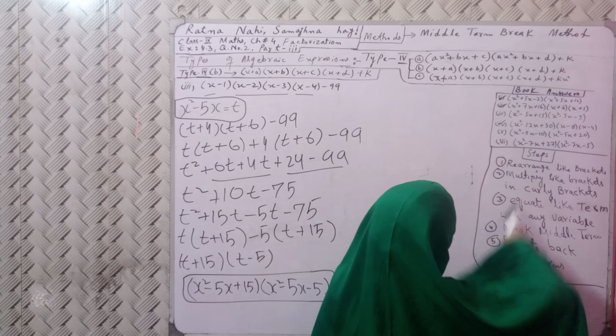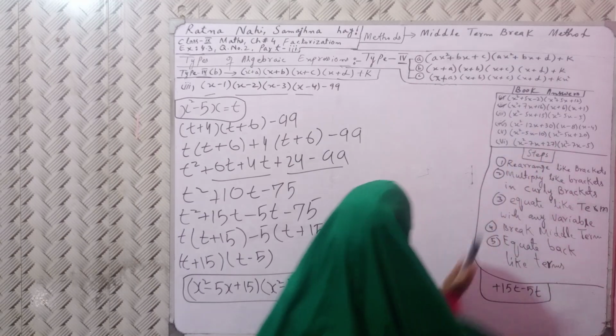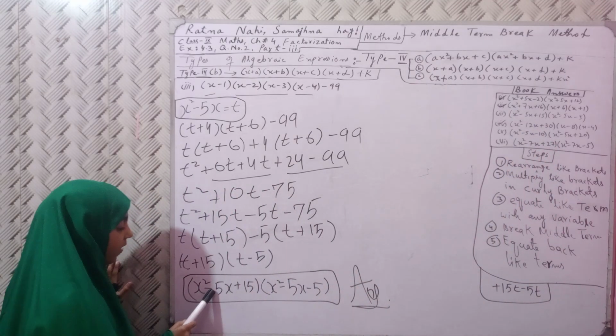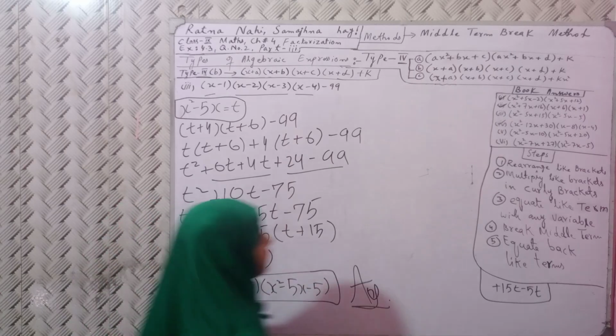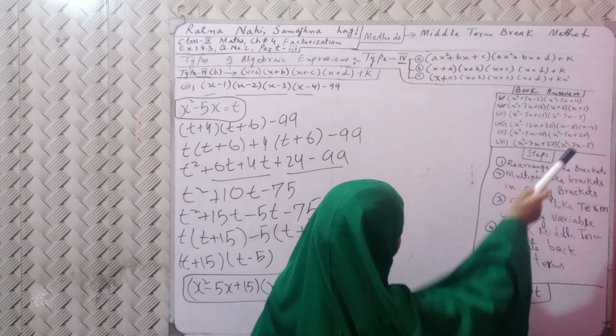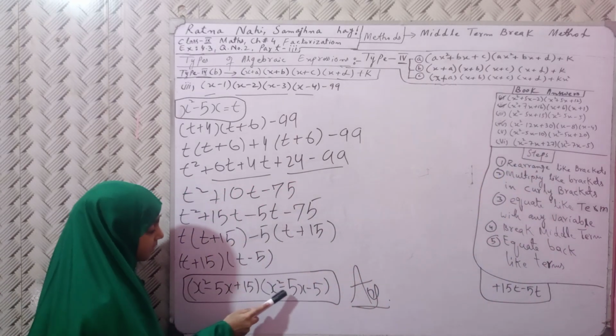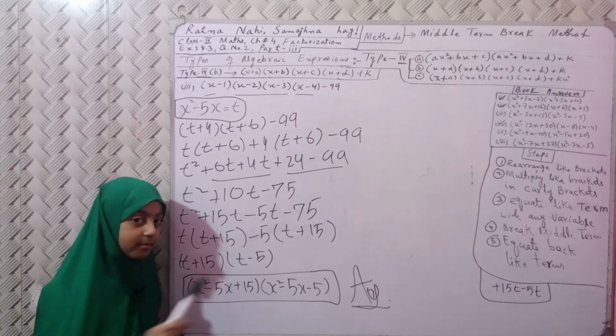First of all, (x² - 5x + 15)(x² - 5x - 5).